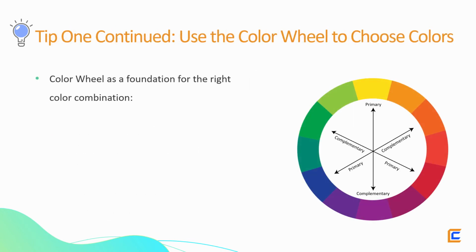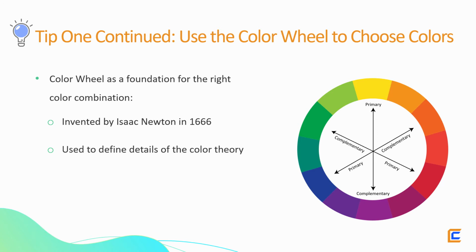You can consider the color wheel as a foundation for choosing the right color combination for your work. It was invented by Isaac Newton in 1666. The color wheel has been used over the years to define the details of the color theory and select which colors look good together. So, before proceeding with developing courses, use the color wheel to pick the right colors to use in your course.